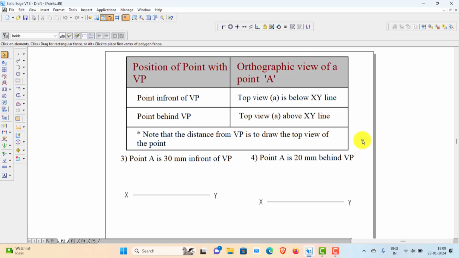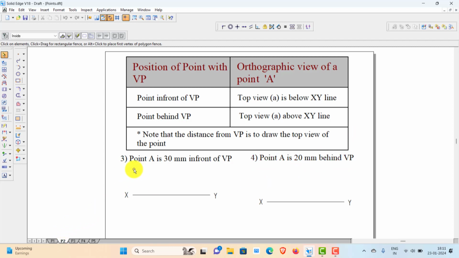So in the context of the point's projection, using first angle projection, it is helpful to associate in front with below and behind with above. Whenever a point is in front of VP, you should represent the top view below the XY line, and if it is behind VP, its top view will be represented above the XY line. For example, if the point is 50 mm in front of VP, its top view falls 50 mm below the XY line. And if the point is 20 mm behind VP, its top view falls above the XY line.